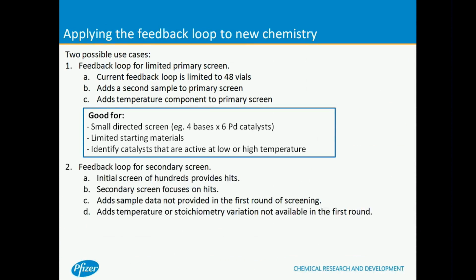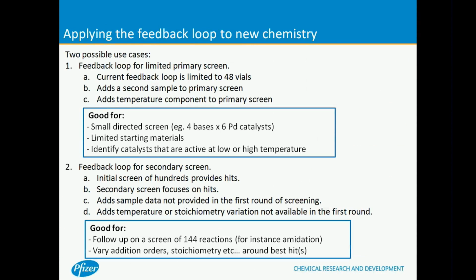The other possible use case is a feedback loop as a secondary screen. So first you would conduct your initial screen of hundreds to provide hits. And then you would take those hits and focus them in for the secondary screen. This would add sample data not provided in the first round, and it would add temperature components or stoichiometry variation, which wasn't available in the first round. And so you could imagine this as a follow-up on the screen of 144, just like that amidation screen I showed earlier. And this would allow variation in addition order, stoichiometry, and everything around the best hit.